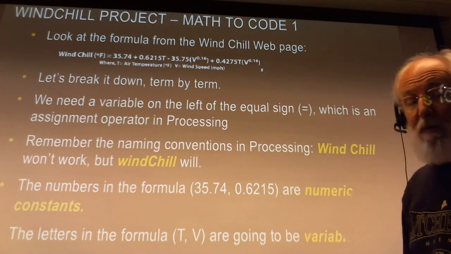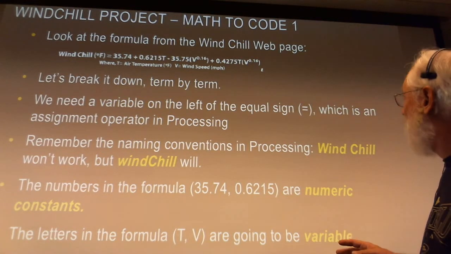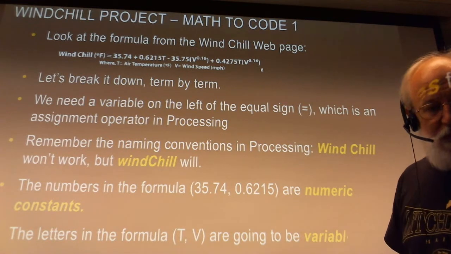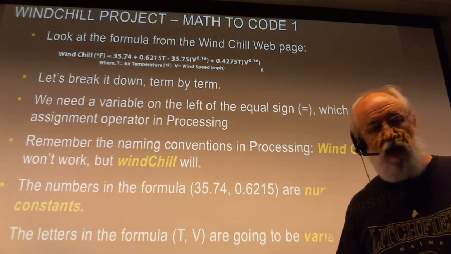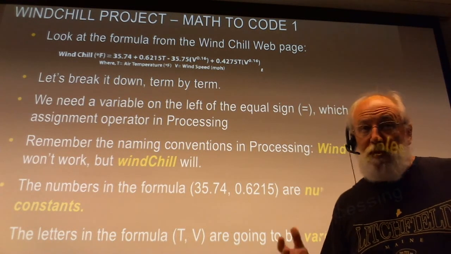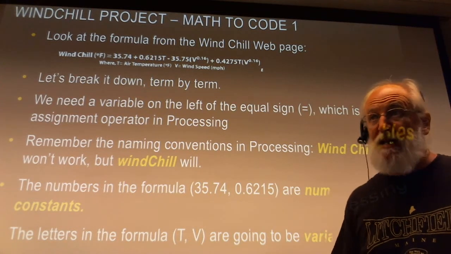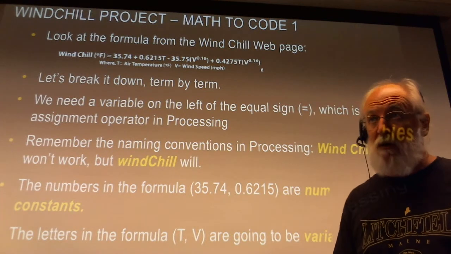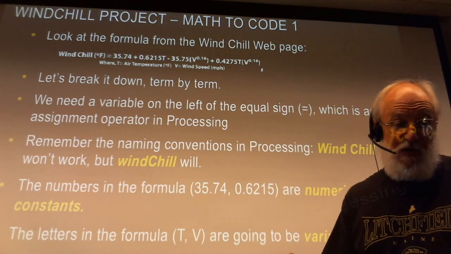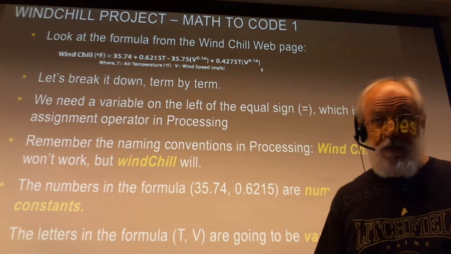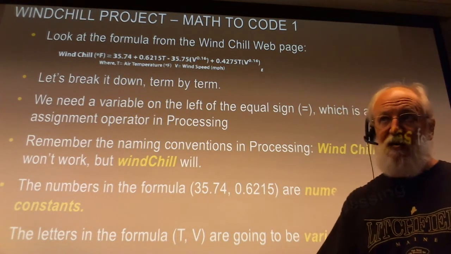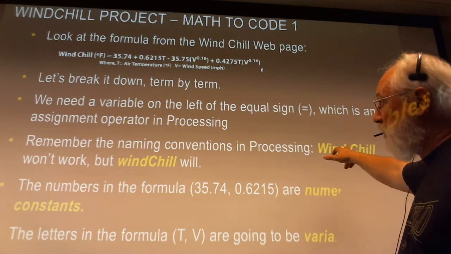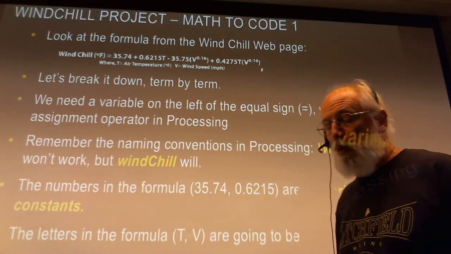So we're going to put a variable on the left-hand side of the assignment operator, and "wind space chill" won't actually work as a processing variable name. Why not? Well, you can't have spaces, a white space of any kind, in a variable name. If you put a space between wind and chill, processing is going to think it's two different variable names, and you're going to get an error message because you can't have two things on the left-hand side of the equal sign, the assignment operator. However, if you just take the blank out, we can make a variable name called windChill.